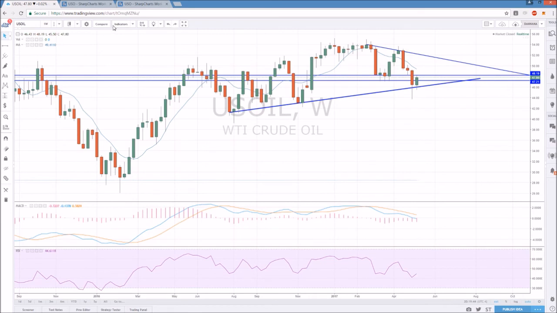So I appreciate you tuning in. We'll see if this oil bounce can continue. Must see a bull break of this inside candlestick. Losing this uptrend on the weekly time frame would be a red flag for the bulls.